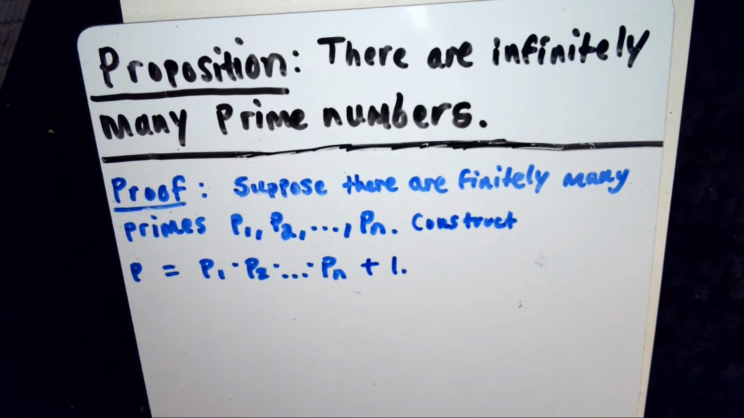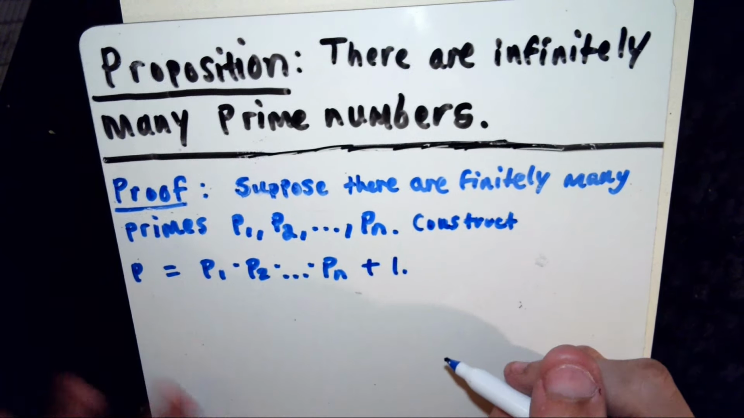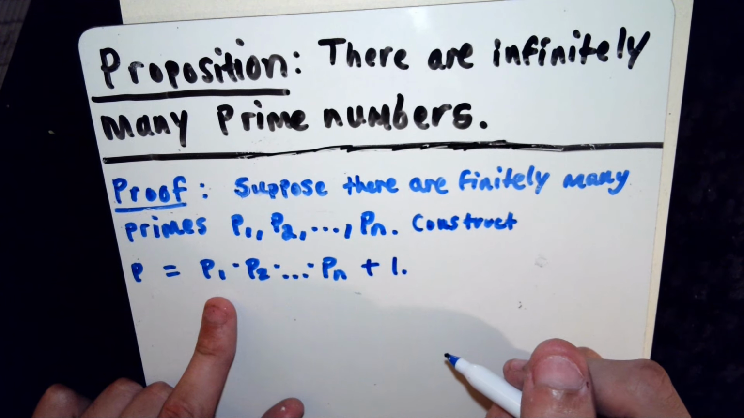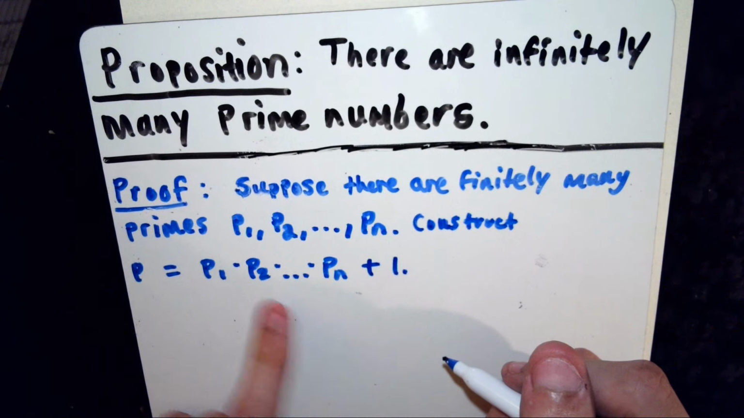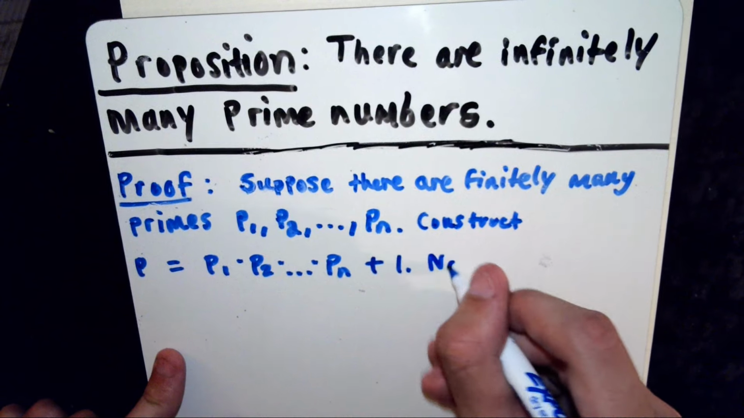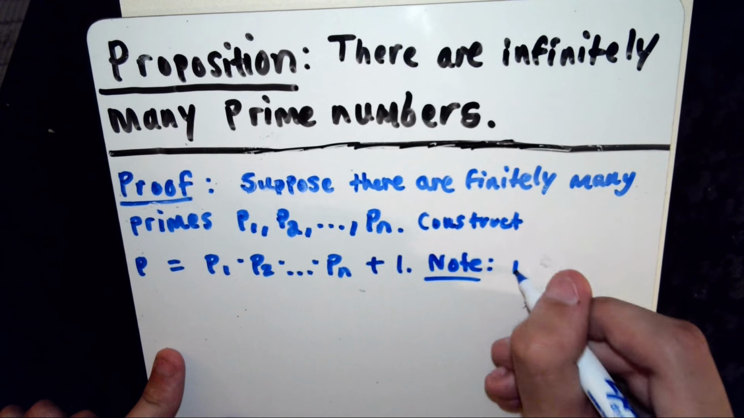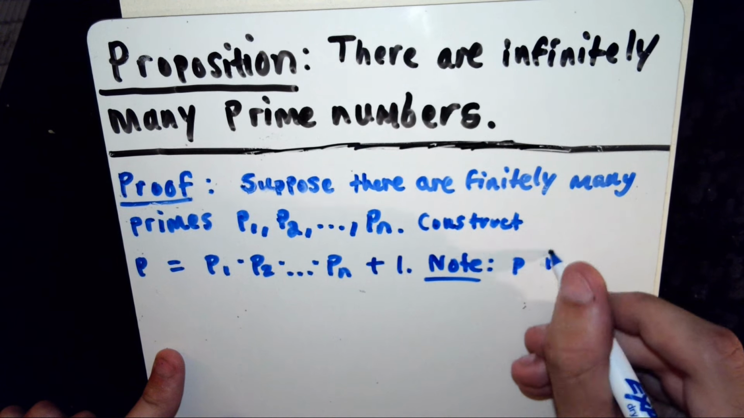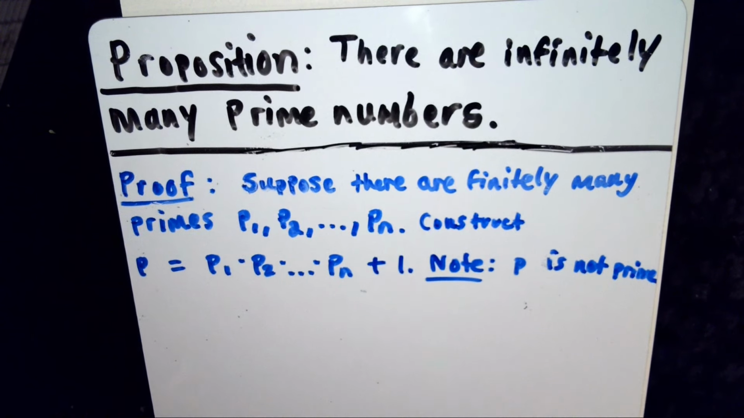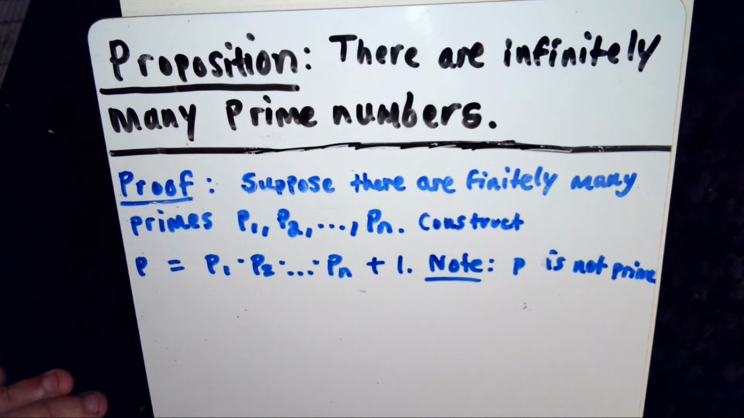Okay. Note one thing about this number, and that's that it's not prime. All of our primes are right here, P1, P2 through Pn. That's all of our primes. So P cannot be prime. So I'll just say P is not prime. Okay, so P is not prime. That means that it's composite.